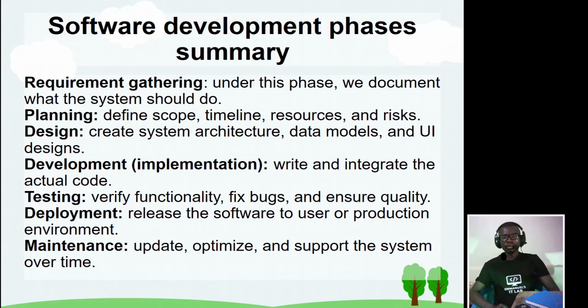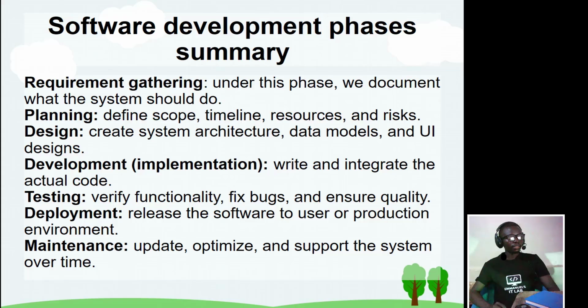I will plan on how long I will take on the project, that's the timeline. So I will also plan the design. Here, you can simply create system architecture, data models, and UI interface. So the interface is what you interact with, what the users interact with. So you can simply design this interface on paper before you go ahead to implement it in the code. Development: write and integrate the actual code. Now this code you can simply also write it on paper before you implement it.